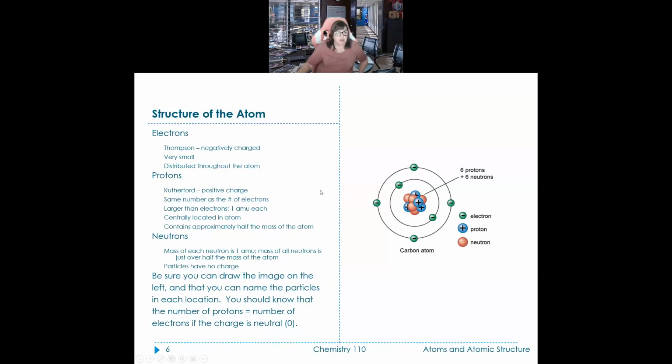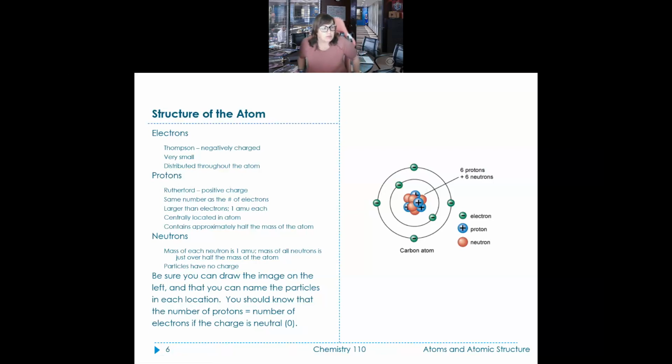We also have something discovered by Rutherford called protons. Those are positive in charge. They have the same number of protons as there are electrons. So an atom should be electrically neutral. If that's the case, we have to have the same number of protons as electrons so that our charge is neutral. Those protons are centrally located in the atom, and they contain approximately half the mass of the atom. Okay, we'll talk about that again in just a minute.